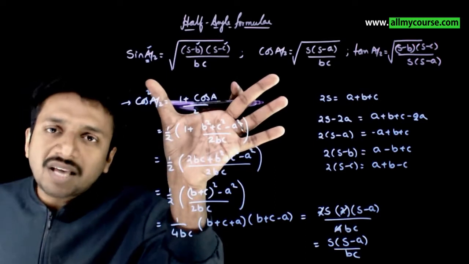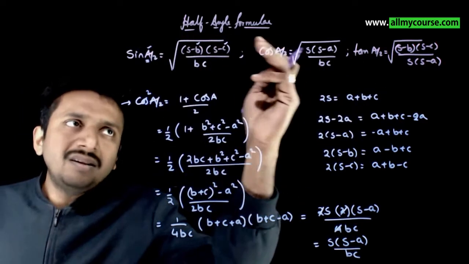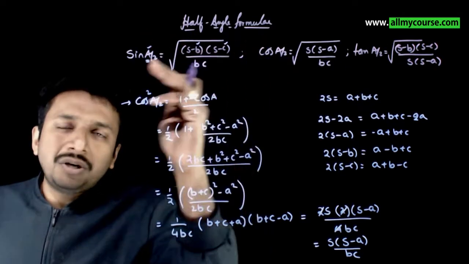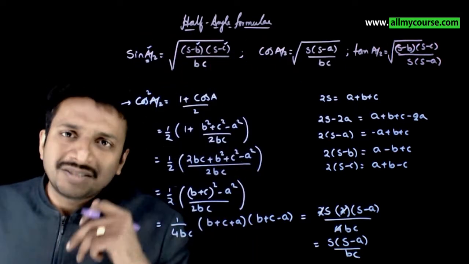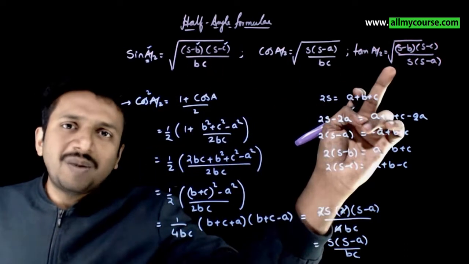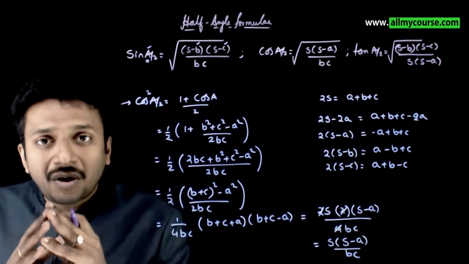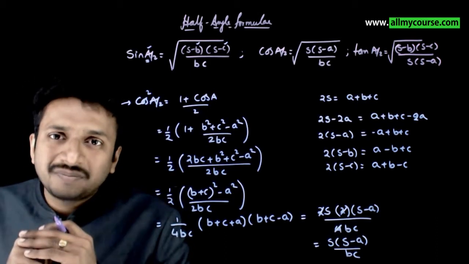And once you have sin A by 2 and cos A by 2, tan A by 2 is nothing but the quotient of these two, sin A by 2 by cos A by 2. So this BC and BC get cancelled. You get root of (S minus B) into (S minus C) by S into (S minus A). These formulas are called half angle formulas.